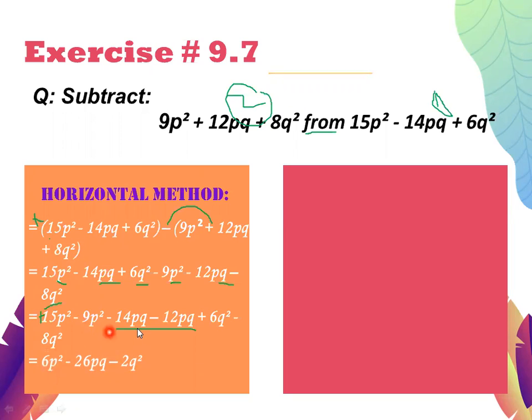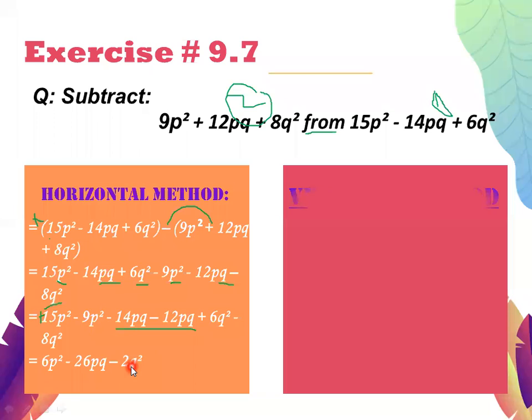6p square. Now look at this one, minus minus will be plus, so 14 plus 12 will become 26, but 14 is greater, so you will place the sign of minus here, okay. Similarly for this one, plus minus, plus minus will be minus, so subtracting 6 from 8q square, your answer will be 2q square, but 8 is greater and 8 has minus sign, so you will write minus 2q square. So this is your final answer.